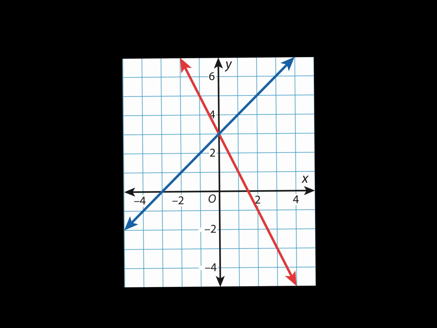This is a graph of the system of linear equations that we just solved. So as we can see, the two lines meet up at the point (0, 3).